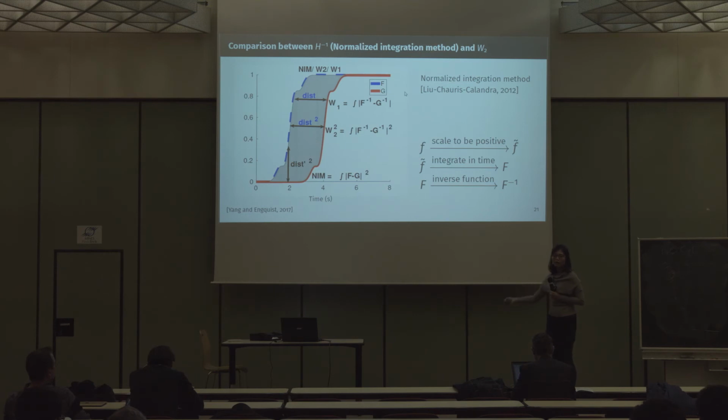So everything that happened in the past is recorded in this shaded area. What W2 measures is the shaded difference in this x-axis, and we integrate in the y-axis. That's from the 1D formula. And what W1 does is very similar. It's just the absolute value of this x difference, integrated in one axis. So still three steps, very important in this application: scale to be positive, integrate in time, and do a quantile function.